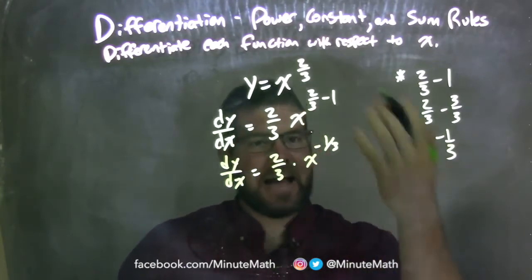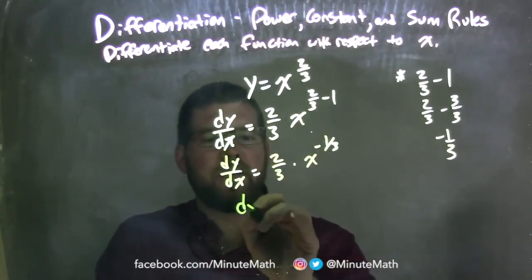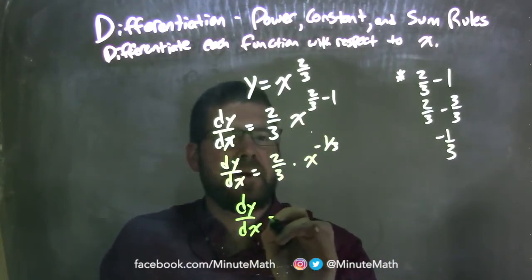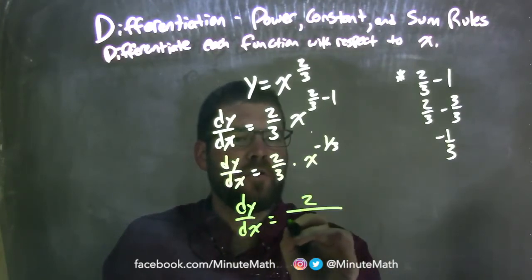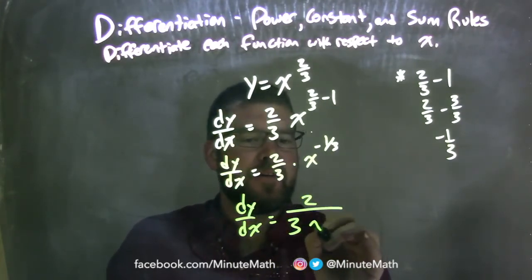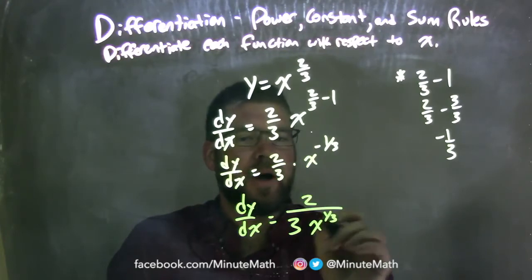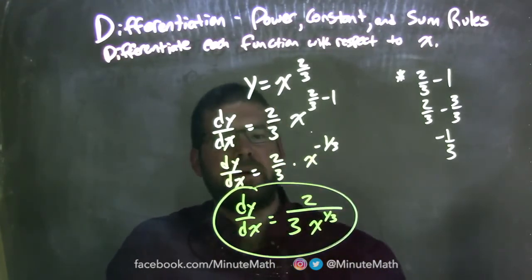So I'm going to bring it downstairs to the denominator. So we have dy dx equal to the fraction 2 over 3, or 2/3, and then we have x to the 1/3 power, positive 1/3. And there we go. We have our final answer.